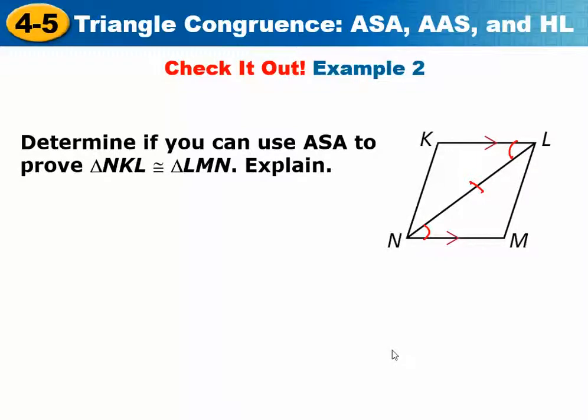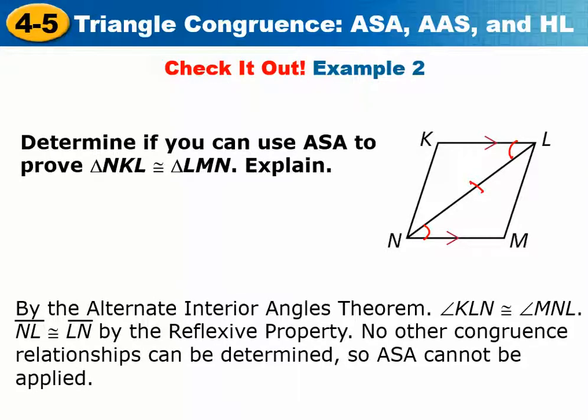Do we know anything else? We don't know any other sides are congruent. All we have is an angle congruent to an angle and a side congruent to a side. You have to have at least three things. We don't have angle-side-angle, so we can't use this, and we wouldn't even have another step to go. We'd be done here unless they gave us some more information.